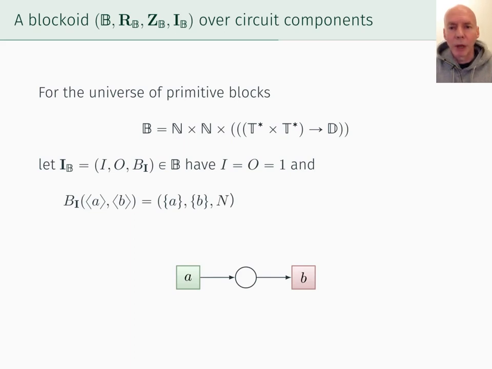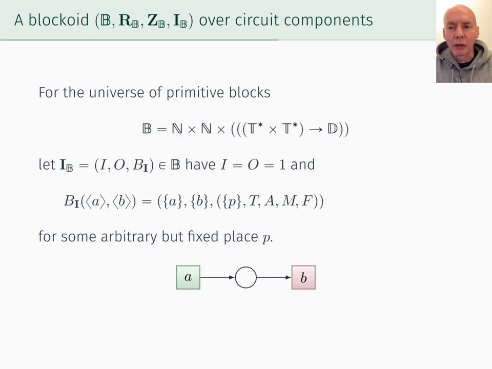For IB, we want a component that acts like a wire, so the input and output arity will both be 1. And the other thing we need in this triple is a function bi that takes a pair of unit lists of alphabet symbols and returns a process whose alphabets contain those symbols and whose petri net looks like this. That is, it needs some arbitrary but fixed place p in the middle. It needs transitions determined by the argument to the function bi, and arcs and markings defined in the obvious way.